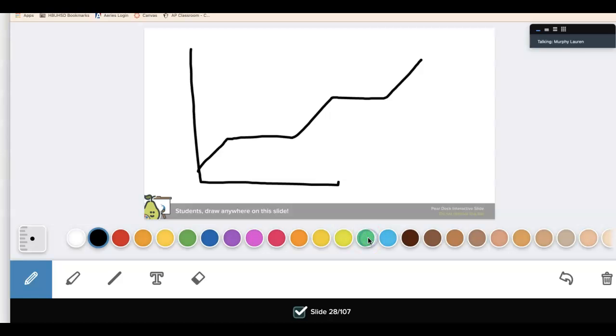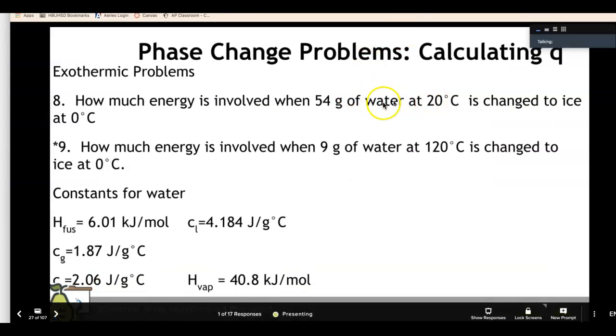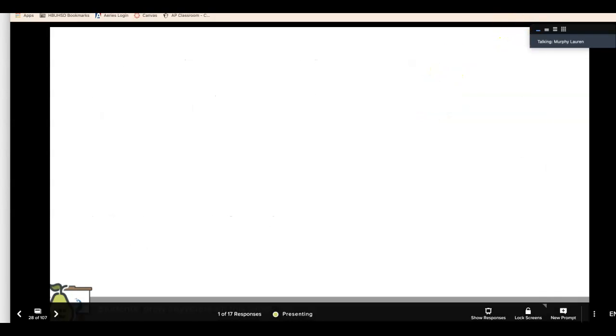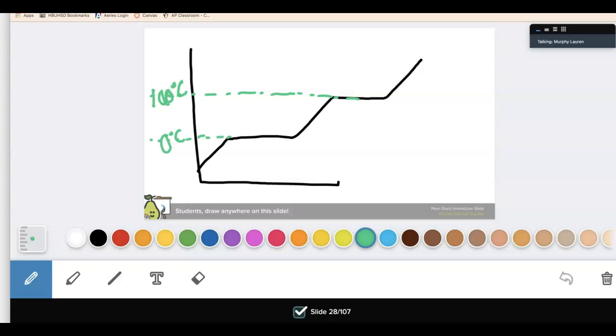Okay. Now we're back to water in this problem. So this flat part right here is the melting or freezing point, okay? And for water, that's 0 degrees Celsius. And then this flat part right here, that's its boiling point. And for water, it's 100 degrees Celsius. Okay? Now, when we go back to the problem, we are starting at 20 degrees Celsius. So at 20 degrees Celsius, that's actually pretty close to room temperature. So water is going to be a liquid, right? If you have water and I hand it to you at 20 degrees Celsius.